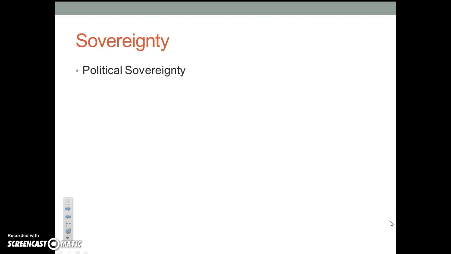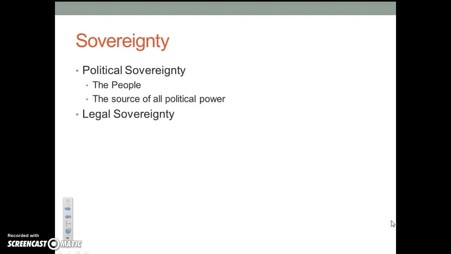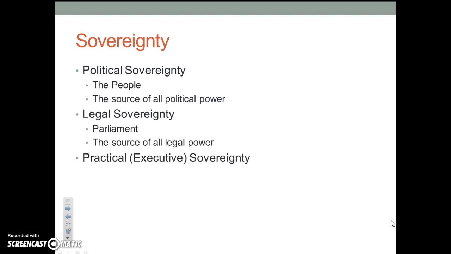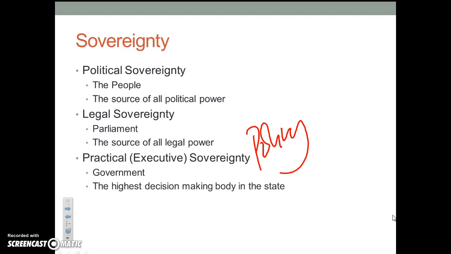What you need to grasp for the time being is that the political sovereigns in the UK are the people. They are the source of all political power. Legal sovereignty resides with Parliament. That is the source of all legal power. And practical executive power, you need to correct these notes. Policy sovereignty resides with the government. That is the highest decision-making body in the state.